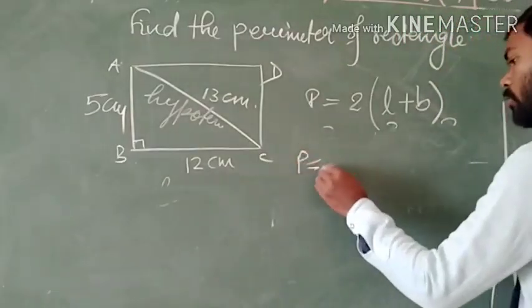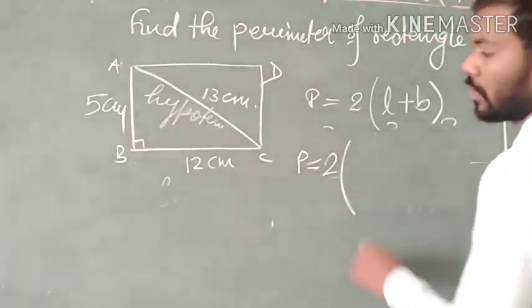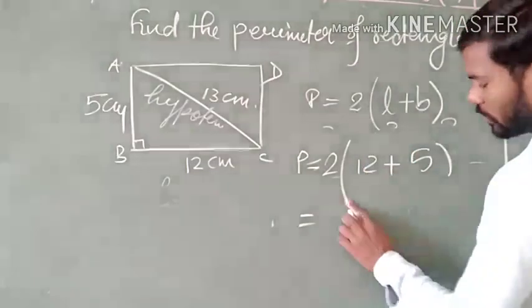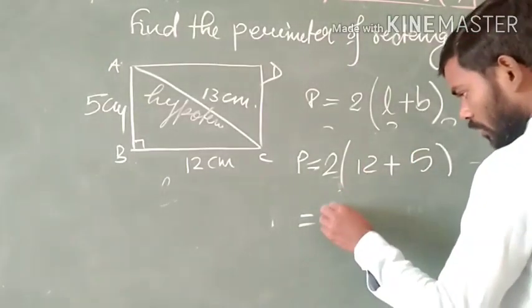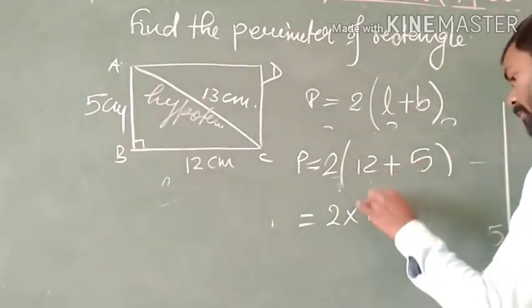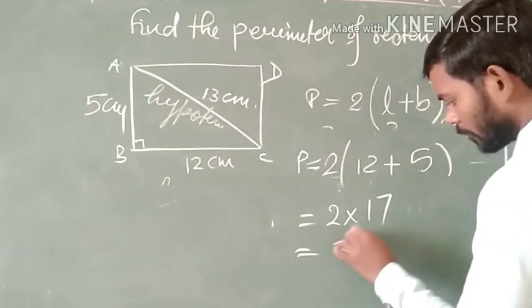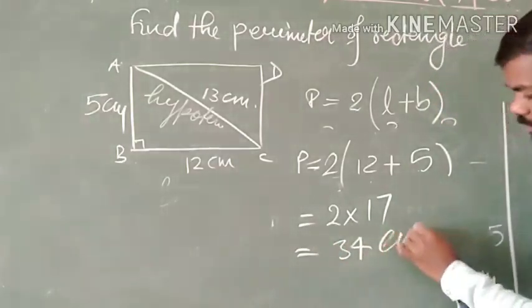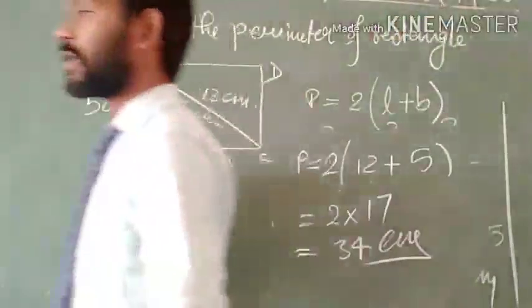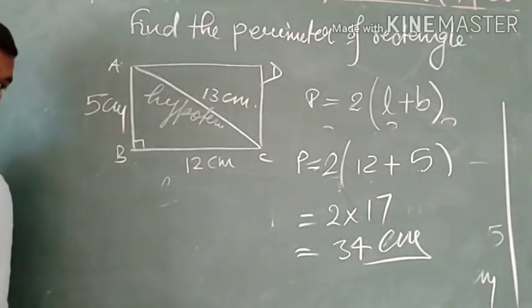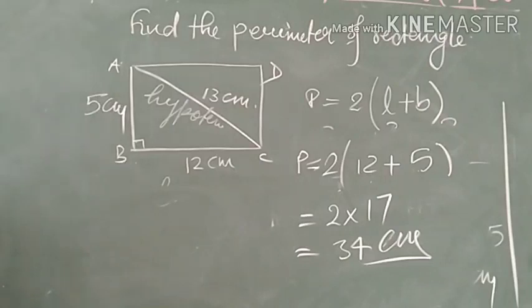P is equal to 2 into 12 plus 5, and this will be equal to 2 into 12 plus 5 is 17, and this will be equal to 34 centimeters. Therefore, 34 is the right answer.